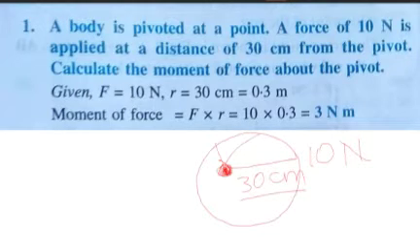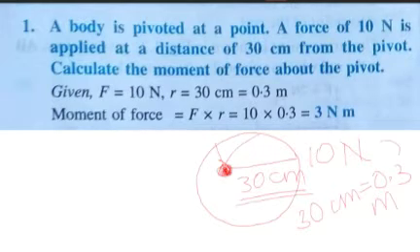Now 30 centimeter, always convert centimeter to meter. So 30 centimeter is equal to what? That is 0.3 meter, right? So 0.3 meter into 10, just multiply it by 10, you will get 3 Newton meter. 0 will cut and 3 ones are 3. So 3 Newton meter will be the answer.